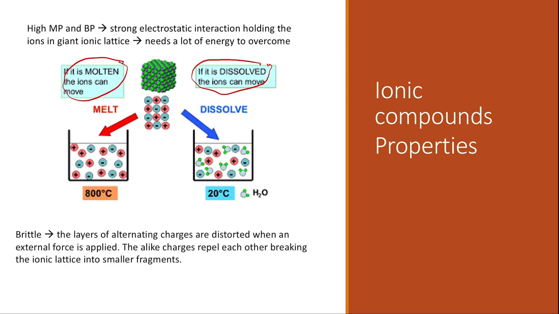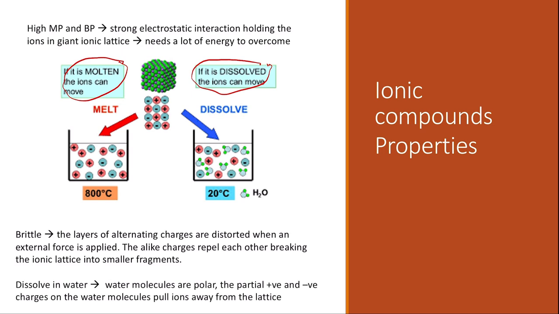They are brittle because the layers of the alternating charges are distorted when an external force is applied. This is because the alike charges will repel each other, breaking the ionic lattice into smaller fragments.